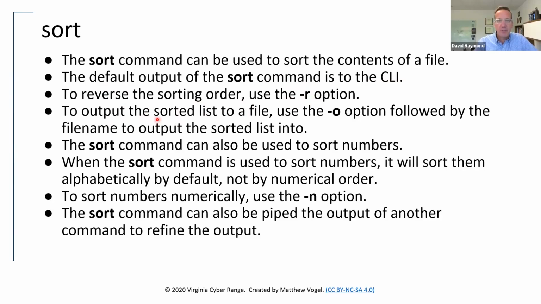And if you want to output the sorted list to a file, you can use the -o option followed by the file name. The sort command can also be used to sort numbers, and to sort numbers, you can use the -n option to sort things numerically. You can also sort things by date. You can sort things in different ways. And if you look at the man page, you can figure out how to do all that cool stuff. And as I mentioned before, the sort command can also be piped to the output of another command to refine the output. So I could sort and then pipe to grep, or I could sort and then pipe to whatever, or I could sort and redirect into a file instead of using the -o option.